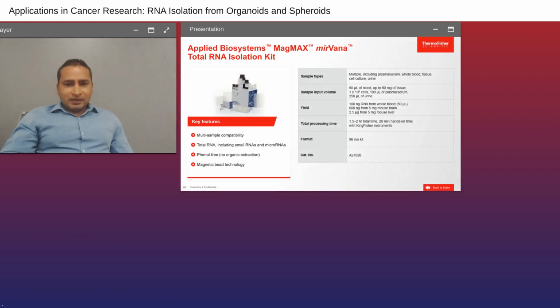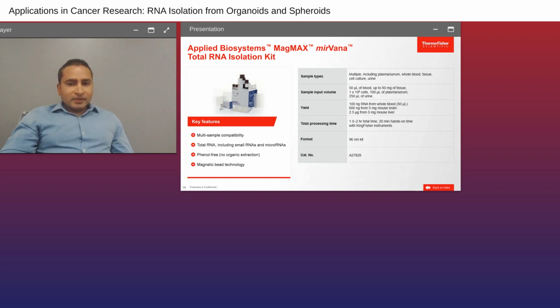Let me begin by introducing our MagMAX mirVana Total RNA Isolation Kit. The kit uses magnetic bead-based technology and is designed for the isolation of total RNA, including small RNAs, such as microRNAs, from a wide variety of sample types. The kit is optimized for use with multiple sample types, which could be serum, plasma, whole blood, tissue, cell culture, and urine. In other words, there is no need to order special kits for each of the sample types. So one kit for a diverse set of samples.